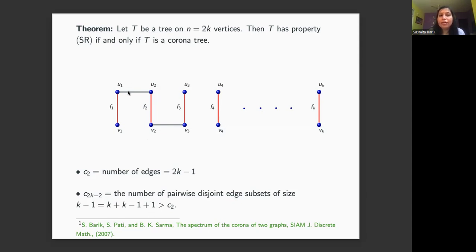So if it's not a corona, then this kind of situation would be there in the tree, and that will increase your counting of the number of edge subsets containing k minus 1 edges. So then this coefficient C2k minus 2 will be bigger than your C2. Okay, so that will contradict the polynomial, so that's not a tree satisfying property SR. So if T is satisfying property SR, T must be a corona tree. It cannot be a non-corona. So that can be proved.